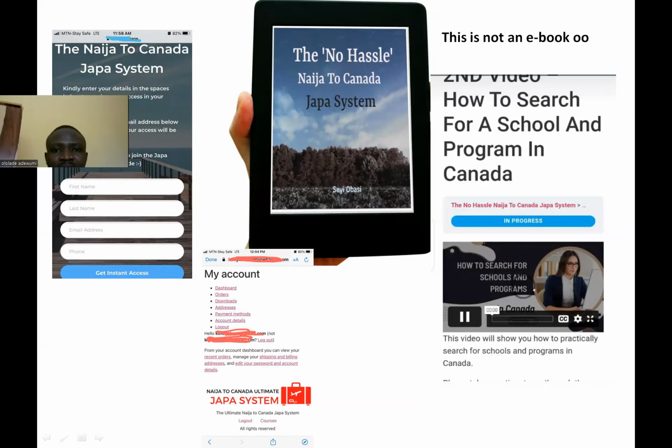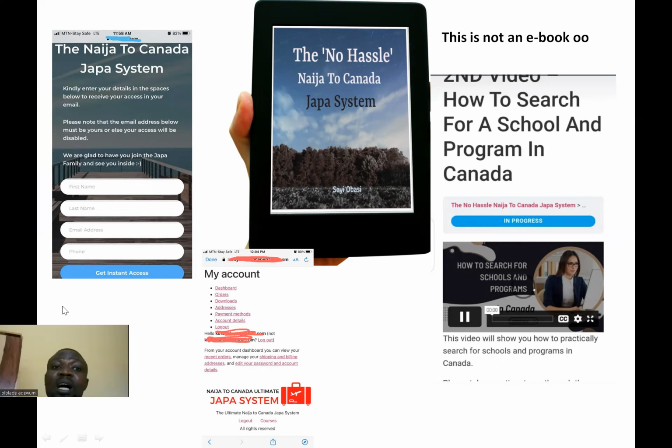So now let me explain what this Japa system is all about. Normally, we agree that what agents are using to collect money from me and you is just information. Agents know how to secure a school, they know how to process visa. I'm talking of professional work, not 419. So now Sheyi Obasi thought, what if she packages all this information in a container, in a package, and hands it over to you? Won't you be able to go about your processing by yourself without the need of any agent again?